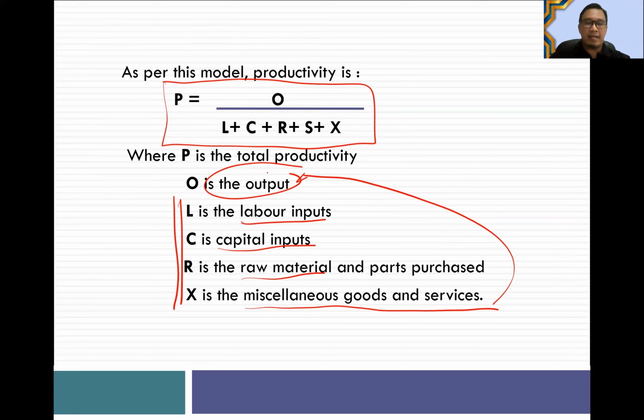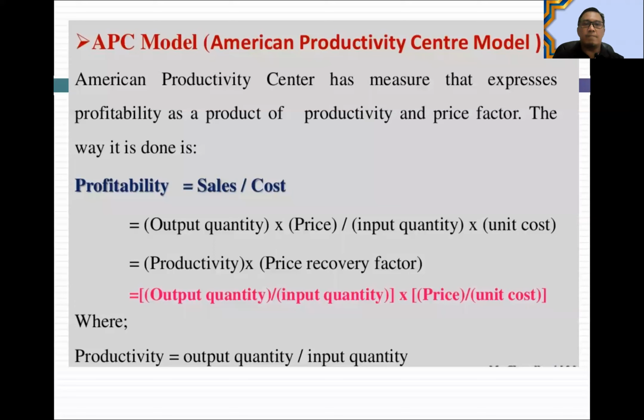And capital can be some investment for the machine, investment for the building, the factory, and those sort of things. So that's the second one, the Craig-Harris productivity model. The third one is what we know as the APC model, or American Productivity Center model.